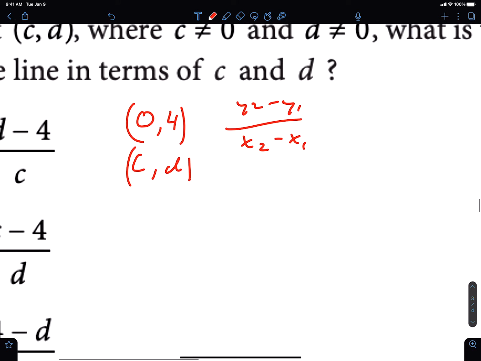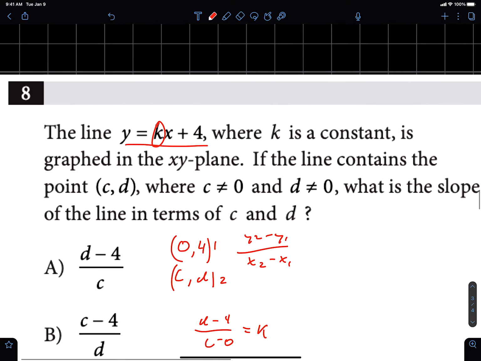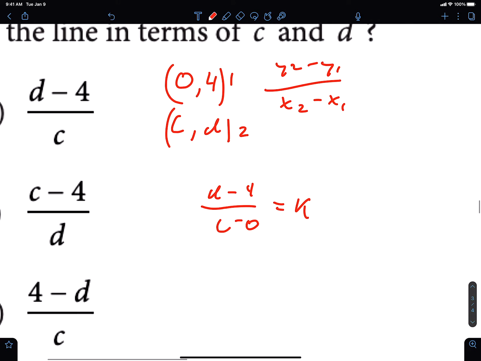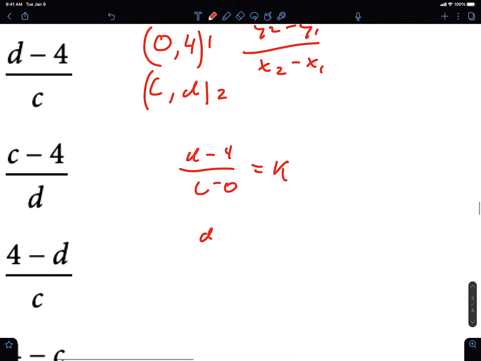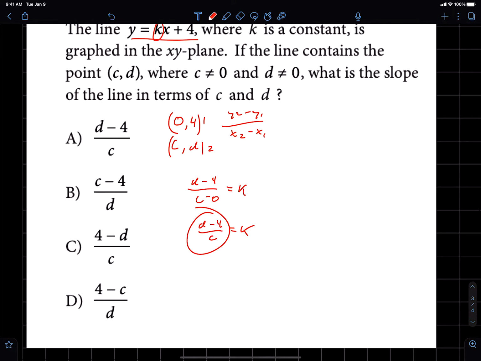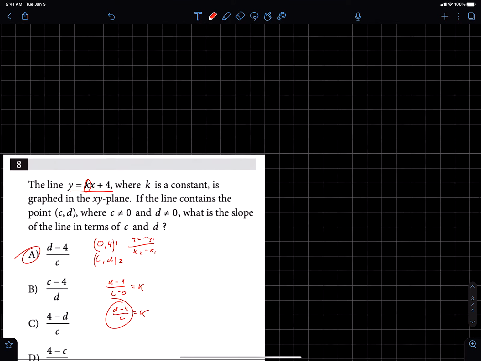From here, we can go ahead and subtract. So we're going to call this point 2 and point 1. So we get d minus 4 over c minus 0 equals k, right? Because k is our slope in this case. I'm just going to simplify this a little bit. So I get d minus 4 over c equals k. So the answer is going to be d minus 4 over c, or option A. Cool.